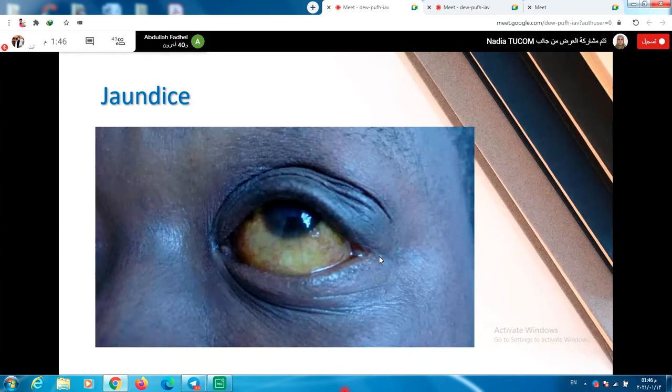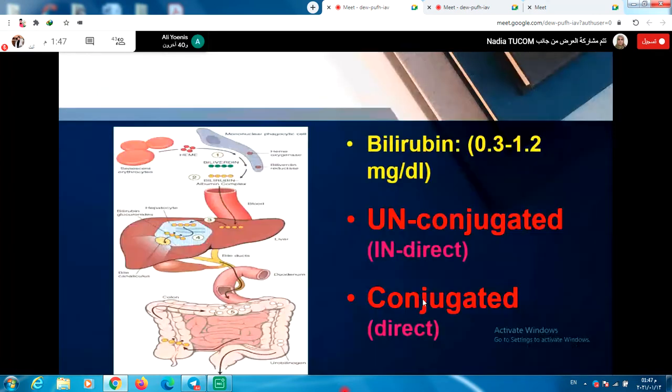Accumulation of bilirubin in the blood, non-conjugated. As a symptom, it is the yellowish discoloration of the skin and sclera. The normal bilirubin should not exceed 1 to 1.2 milligram per deciliter, from 0.3 to 1.2 milligram per deciliter.